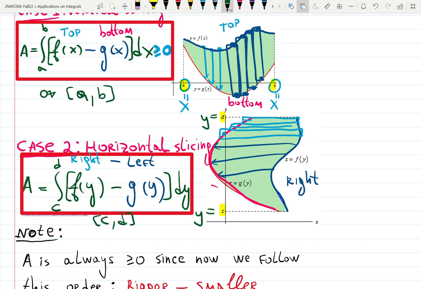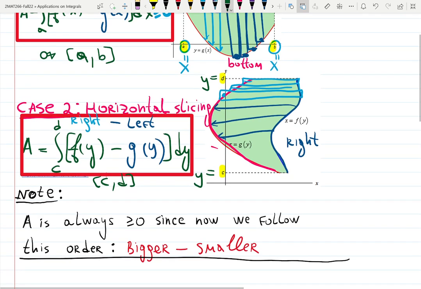And everything should match. Integral from c to d, f of y minus g of y, dy. Integral from a to b, f of x minus g of x, dx. Variables should match. And that's why we tell you should change variables when you do your substitution. Or at least remember that variables should match to make sense.